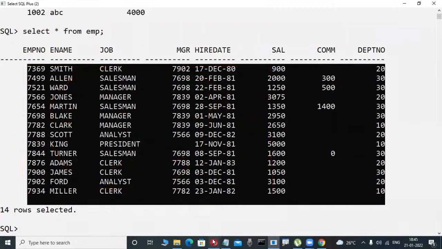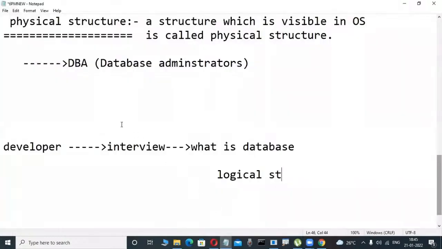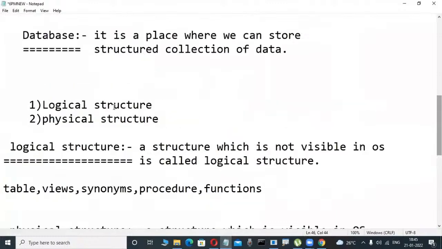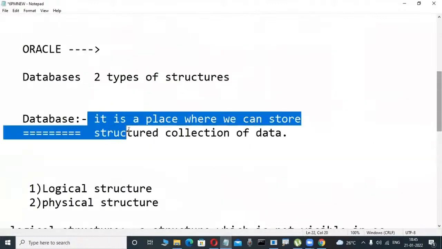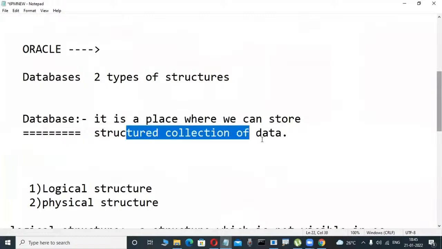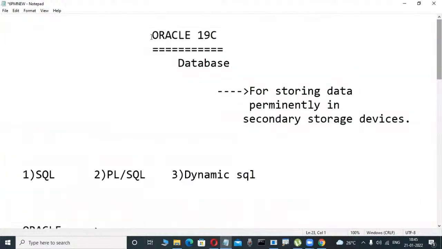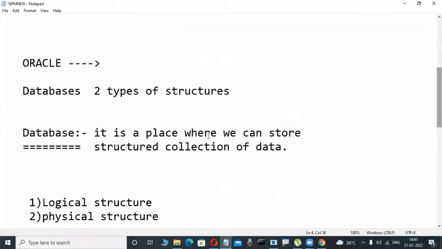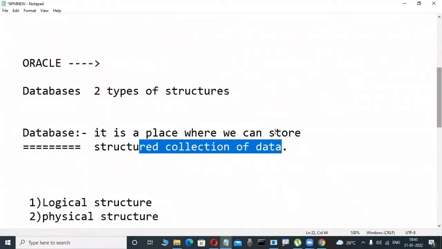That's why in books, or when we type in Google what is a database, two definitions are there, you are observing or not, but most developers write that it is a place where we can store a structured collection of data. Understood? This Oracle is a product from Oracle Corporation. In our course, we are learning the 19C version only. This is a database product. If anybody asks what a database is, as developers we say it is a place where we can store a structured collection of data. That is the logical side we are telling.